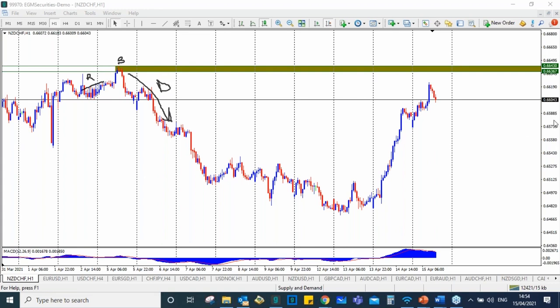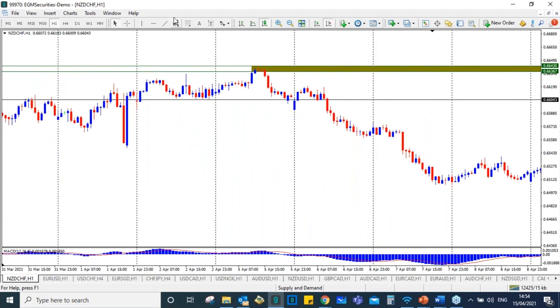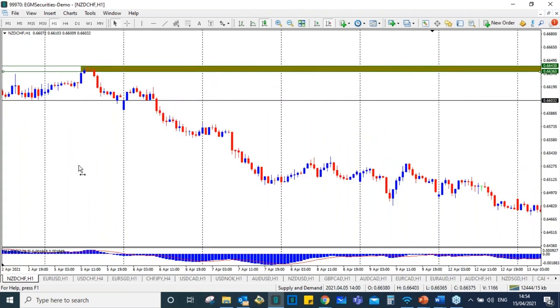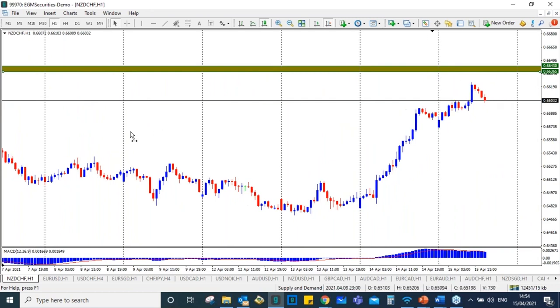So what you're supposed to do is, maybe I can try to magnify this chart. So in this case, what I did, I drew my proximal line. So this is the proximal line. We say that on a supply zone, the line that is below is called the proximal line because it's the line which is closest to the current market price. So this is where the current market price is.